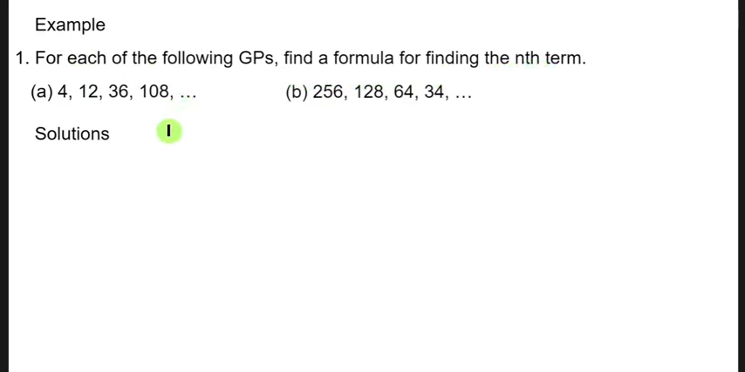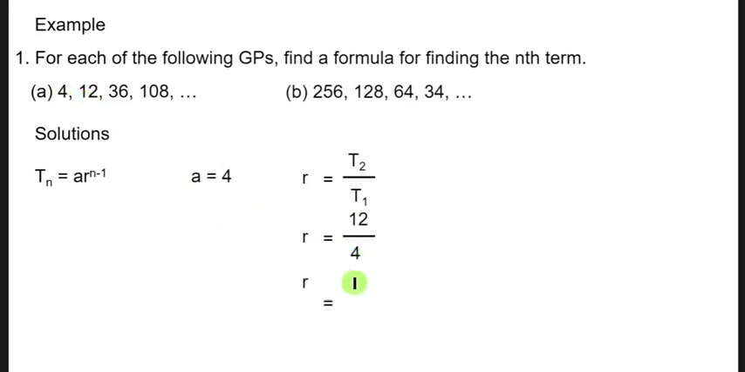We have already established the formula for finding the nth term, which is Tn is equal to A r^(n-1). All right, so this is the formula for finding the nth term. So we need to establish what is A. A is the first term, which is 4. That's what we said previously. Then now we need to find the R. R, we said, can be found by T2 divided by T1. So in this case, we can say R is equal to 12 divided by 4, which will give us R is equal to 3.